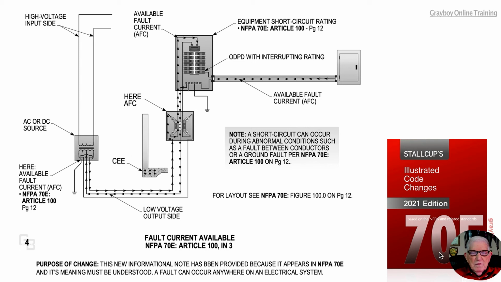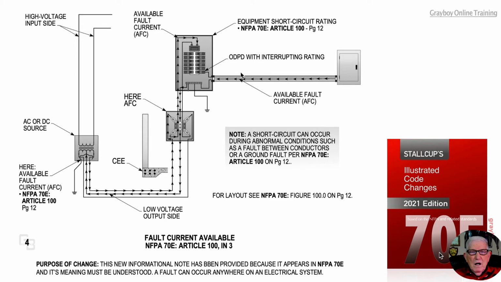This illustration deals with fault current available in accordance with NFPA 70E, Article 100, Informational Note 3. The purpose of the change was to provide a new informational note that would inform the user of NFPA 70E that a ground fault could occur anywhere on the electrical system. For example, it could appear here in this equipment.